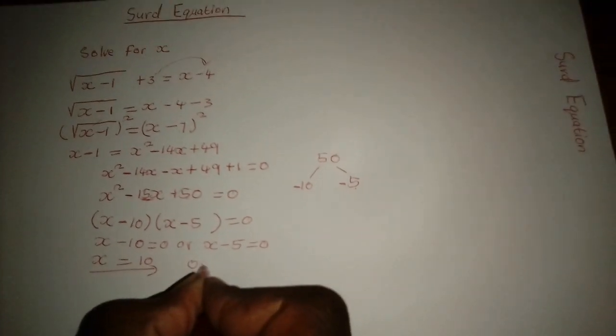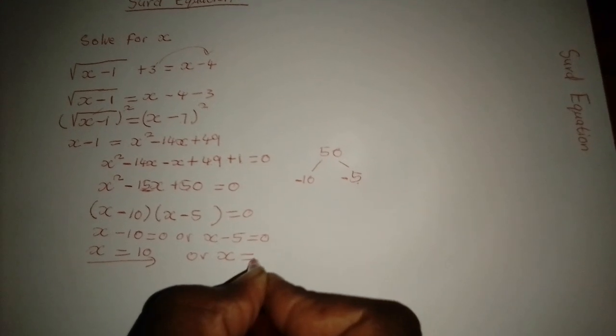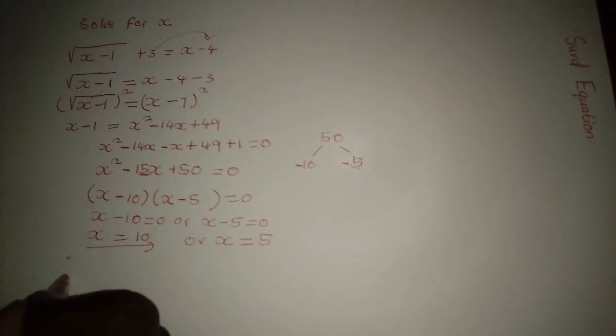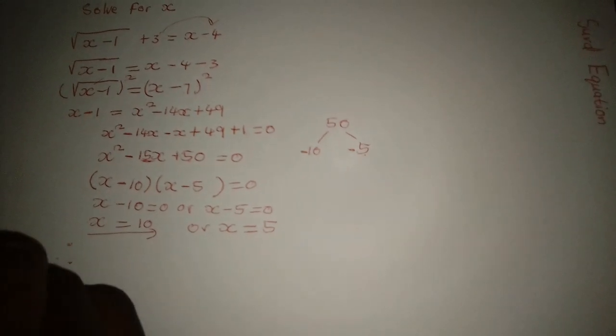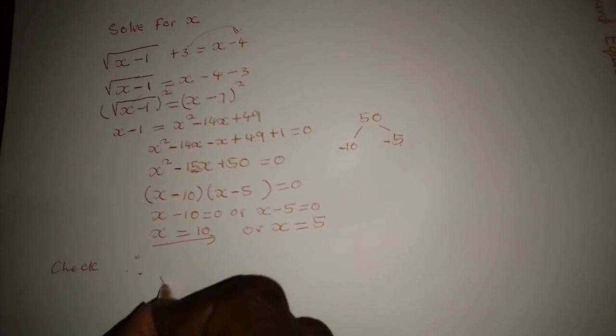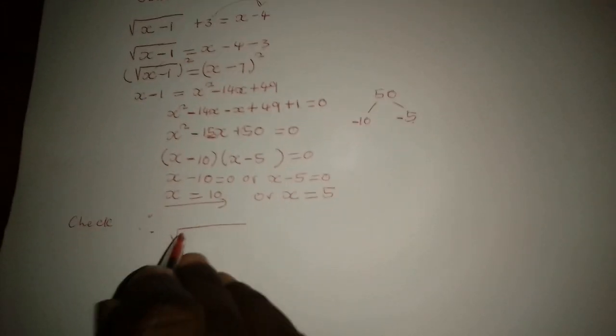Make x the subject. x becomes 10, or x is equal to 5. Then from this step, the last step is to check. You check. Therefore, let's go back to the original equation. We need to check now.